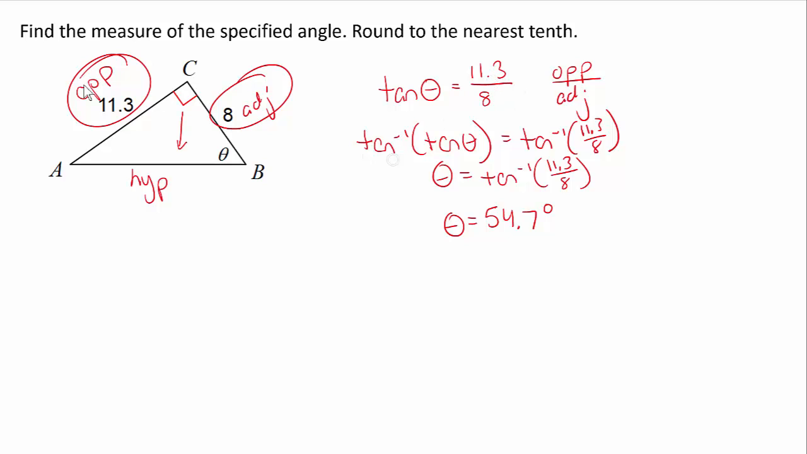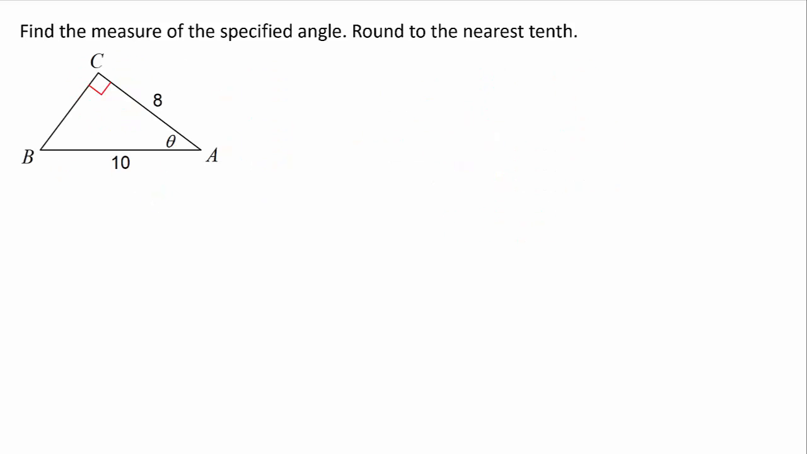So this is all about knowing your relationships and your formulas. And then what we're adding to this now is how to solve for using inverse trig. So tan inverse and tan, they cancel each other out when we're trying to solve for an angle. Okay, I want you to take a minute and I want you to try this problem.